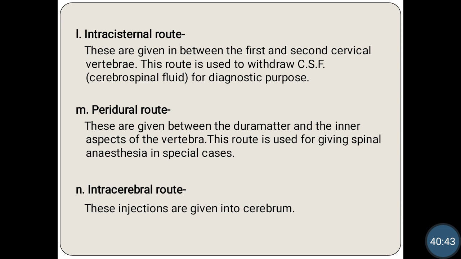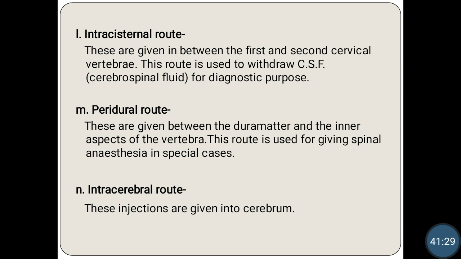The next one is the peridural route. So these are given between the dura mater and the inner aspect of the vertebra. So this route is used even for spinal anesthesia in special cases. Peridural or the epidural, that is the space around the spinal cord or the outermost part of the spinal cord. At that space, the peridural injections are given for the spinal anesthesia.